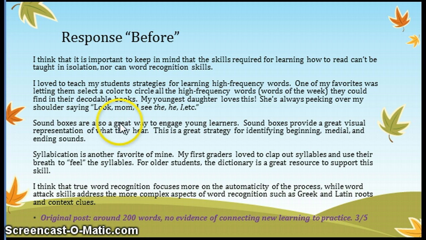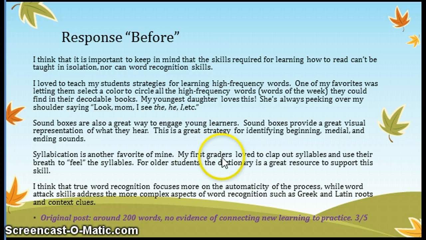They say that they like them. We know that they're visual, and they say that they help them identify the beginning, middle, and ending sounds. But if another classmate was reading this, they might not necessarily understand what sound boxes are. I also see in this one that they're describing syllabication, which is an important part of word recognition, particularly when we're talking about the phonics for word recognition and some of the higher order phonics skills.